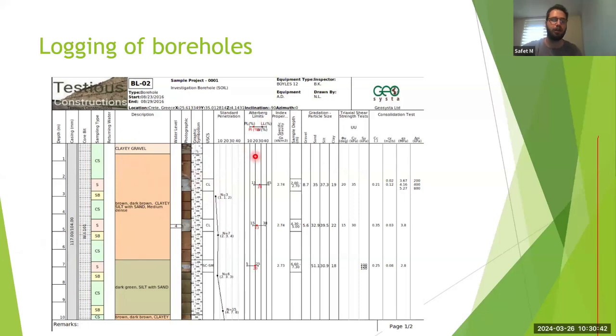It doesn't matter how it looks, but what you want to see on your logs is going to be depth, or elevation, depending on what kind of project you're working on. The casing, if there's any: usually if you look at boring in gravel or sand, you would have casing.